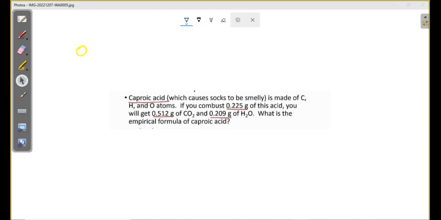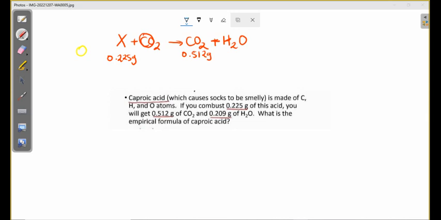So we're going to start. We don't know this compound. This is X. If we combust it, we burn it in oxygen, we are going to get carbon dioxide and water. So how much are we burning? We're burning 0.225 grams. And then how much are we going to get? We are getting 0.512 of carbon dioxide, and then 0.209 grams of water. The first thing, let's find the number of moles of carbon dioxide.